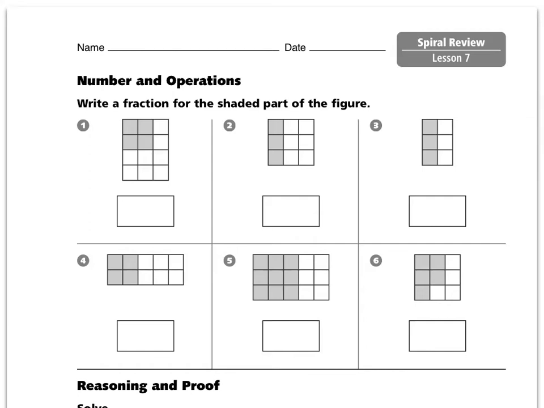Alright, let's look at Chapter 3, Lesson 7, Spiral Review. We need to look at the number and operations part first. Write a fraction for the shaded part of the figure. The first thing that you need to think about is, what is a fraction?